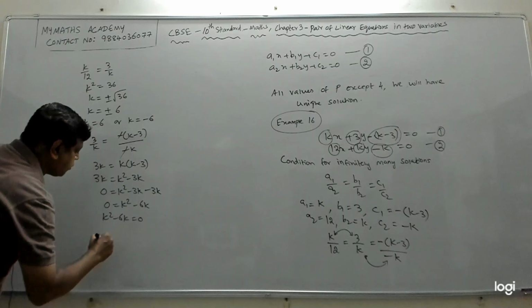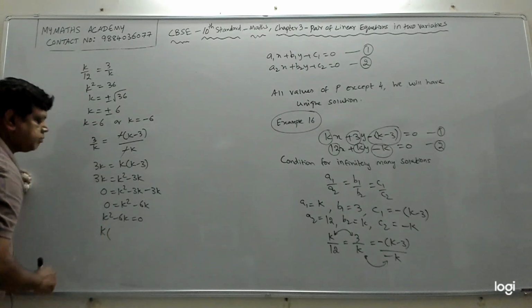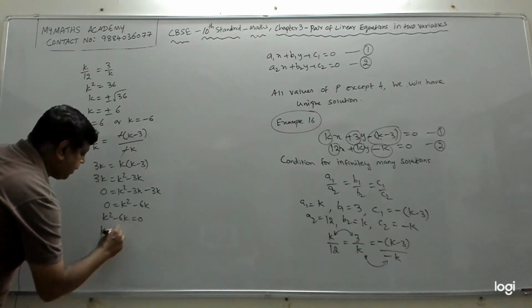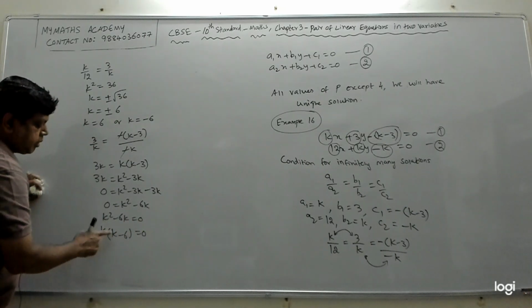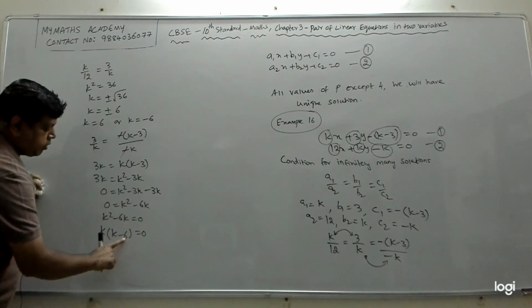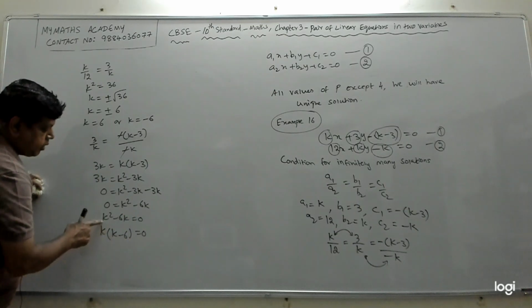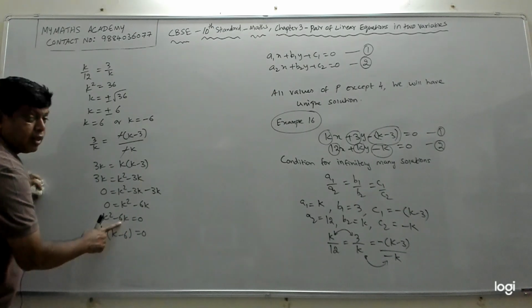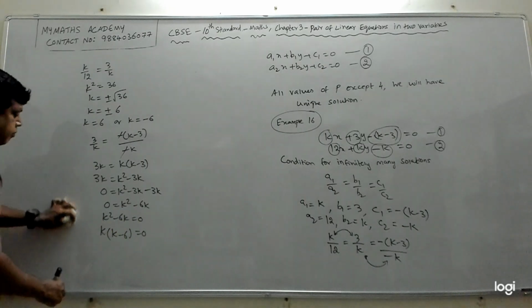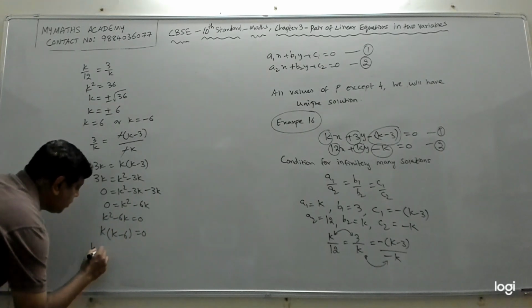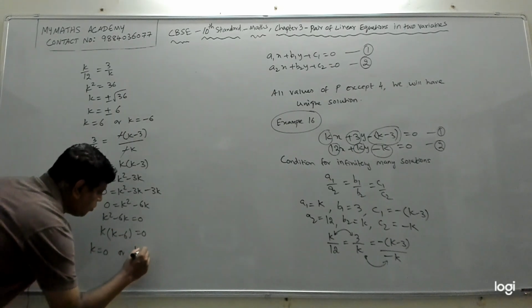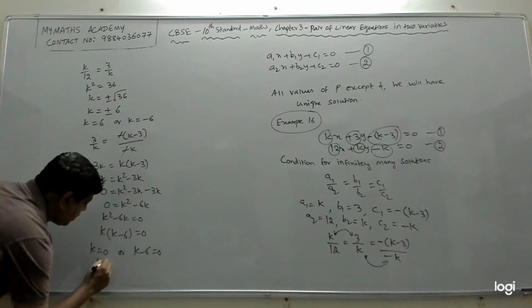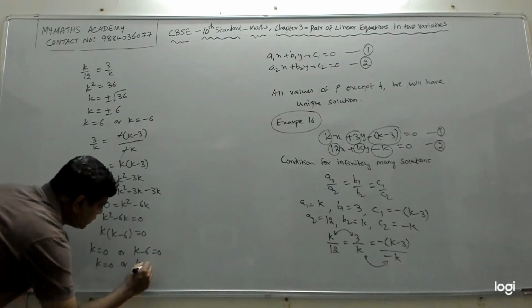Now, here we need to solve. So take k common. Then you will get k into k minus 6 equal to 0. If I take k common, this will become k, and from this 6k I have taken k out, it will become 6. So if you multiply k into k square, k into minus 6 is minus 6k, you will get back. So which means you will get either k equal to 0 or k minus 6 equal to 0. Which means k equal to 0 or k is equal to 6.